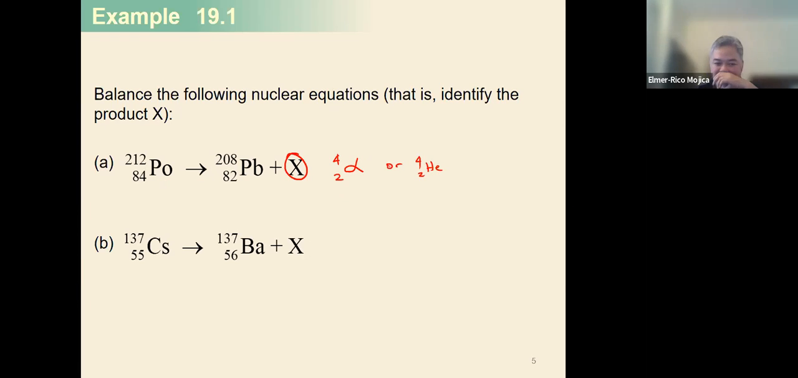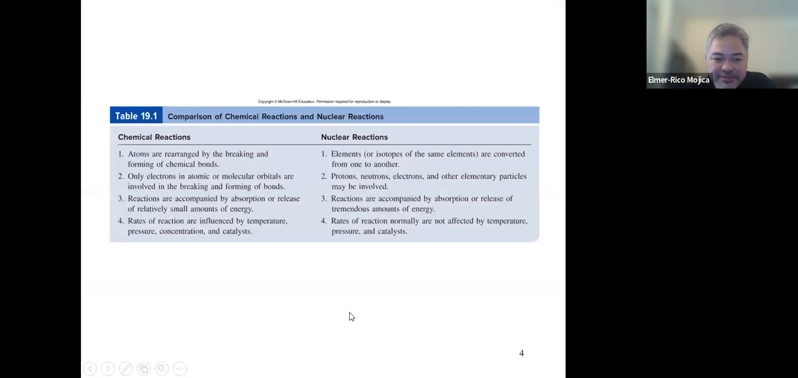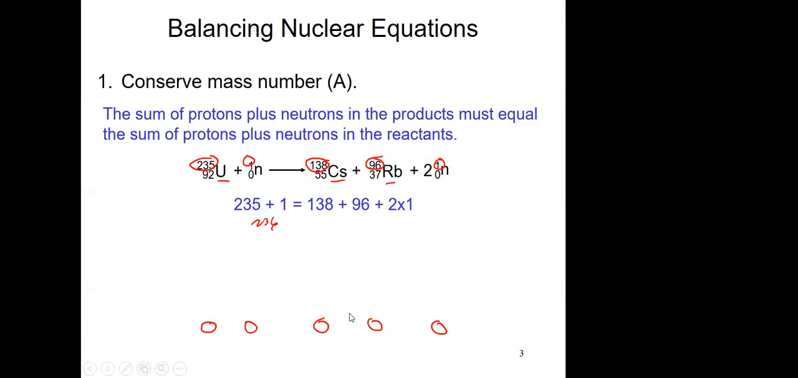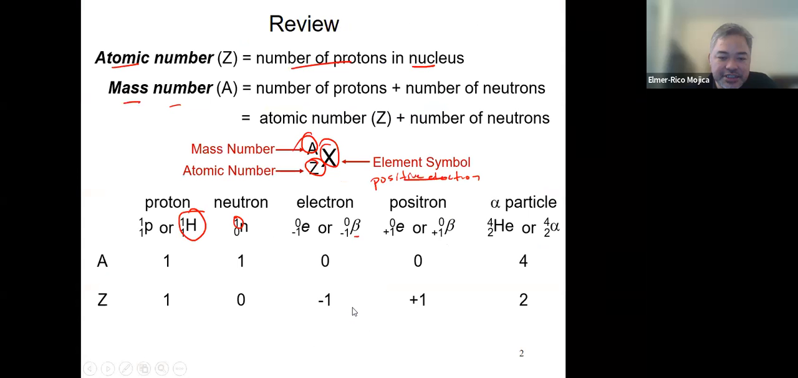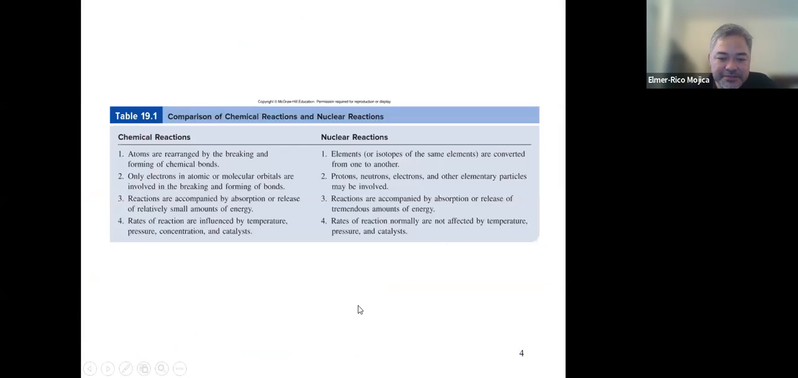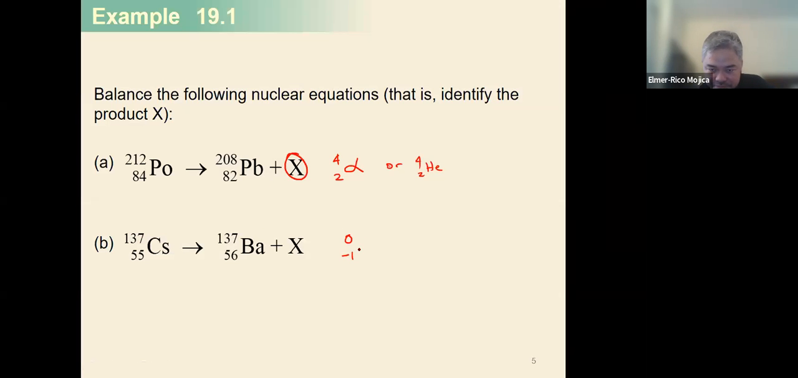Now how about this one? What is X? So as you consider 137, 137, so that's 0. And this one's 55 and 56, so that means this is a -1. So what subatomic particle has that? Electron. Okay, so if we're going to look at this, that is the electron or the beta particle. So those are the type of questions that will be asked, part of your final exam, not what we call the fourth exam next week.